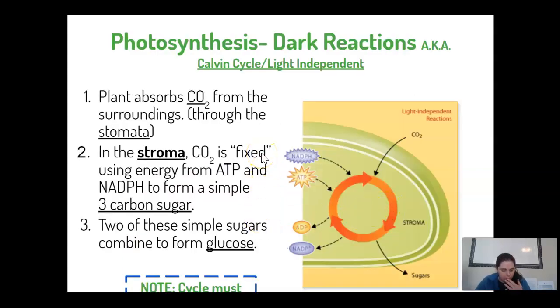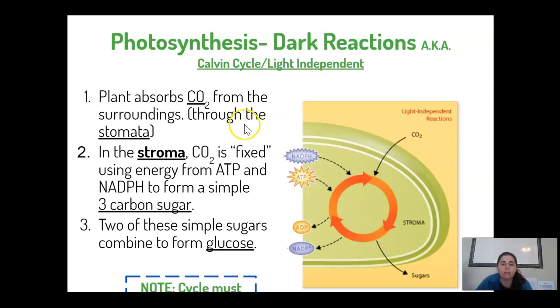Okay, so which means we're going to be talking about that now. In the dark reactions, it's also called the Calvin cycle or light independent. So you'll see it referred to three different ways. Makes it very confusing for everybody. I will refer to it primarily as the dark reaction.